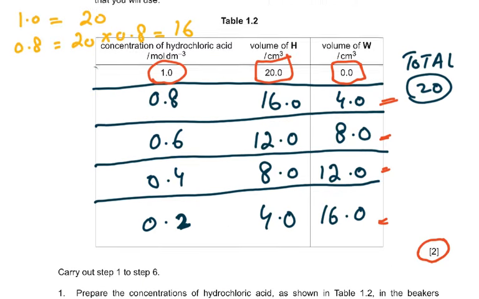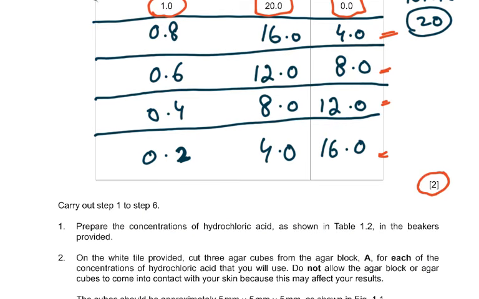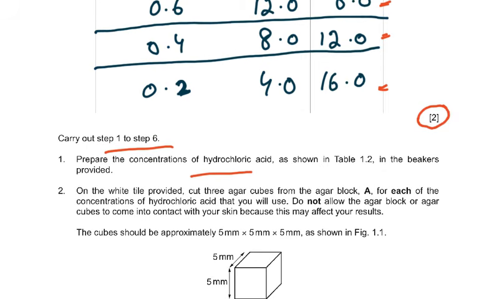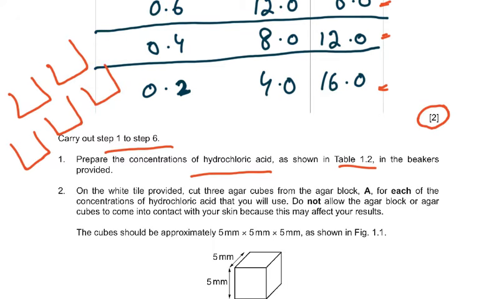So then you were supposed to make these. Carry out step 1 to step 6. Prepare the concentration of HCl as shown. So you will have 5 beakers. Now you always make 5. When they ask you to make dilutions, please always remember to make 5. That's a standard rule which I ask you to follow.